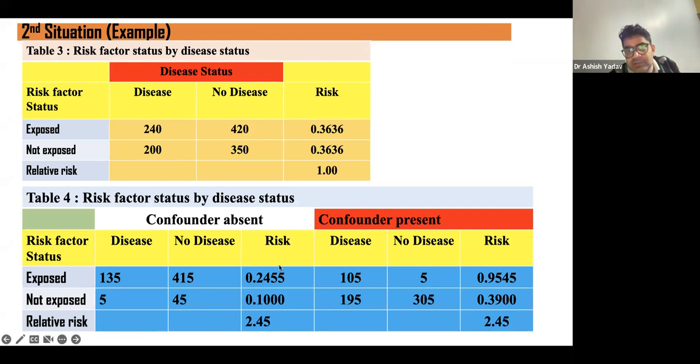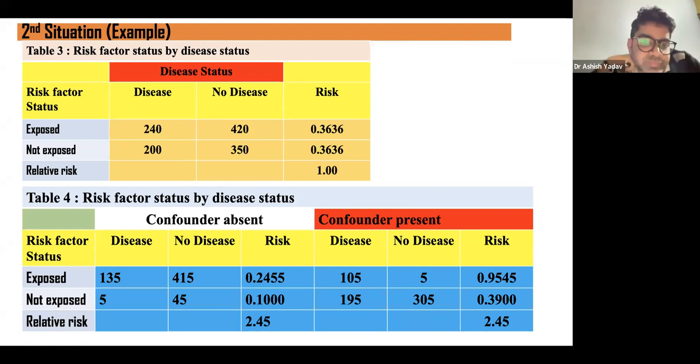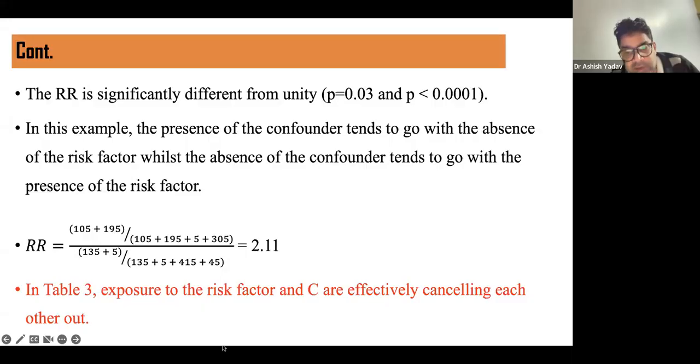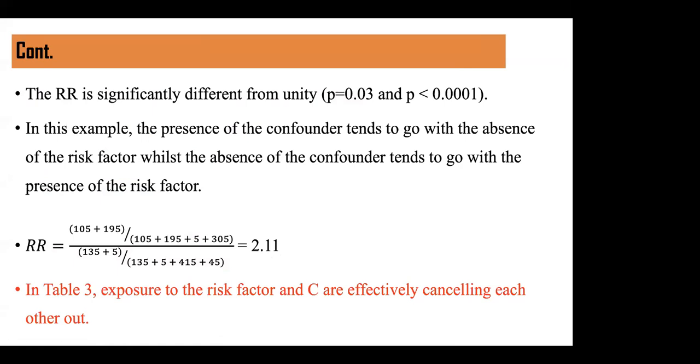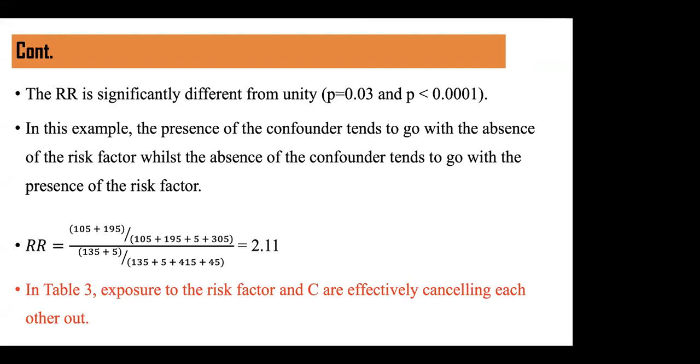Is it clear? Two situations. Sir, what is the interpretation of the 2.11? That is the relative risk if the confounder is considered as a risk factor. It means that the individuals who are exposed to the confounder have twice plus 11% higher risk. Okay, sir. Thank you.